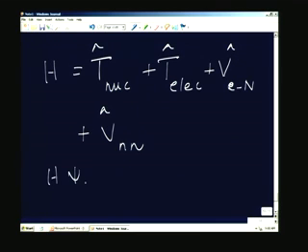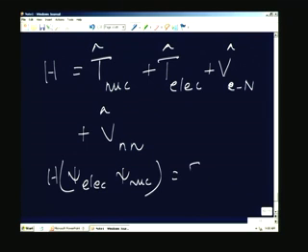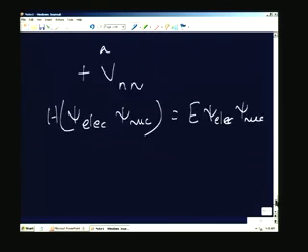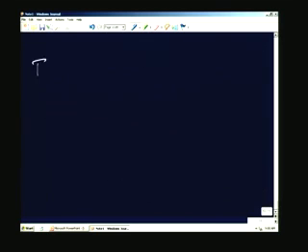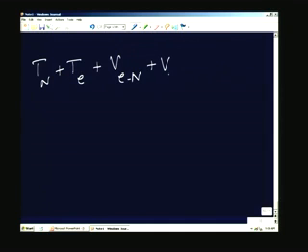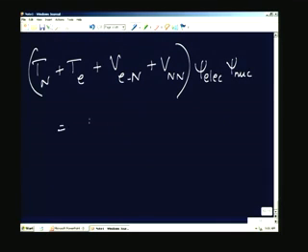Now H psi electronic psi nucleus equals E times psi electronic times psi nucleus. What do the kinetic energy terms do? You have T nuclear plus T electronic plus V electron-nucleus plus V nucleus acting on psi electronic psi nucleus as E times psi electronic psi nucleus. We will do the algebra quickly.